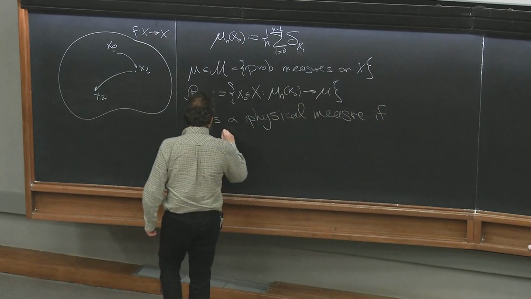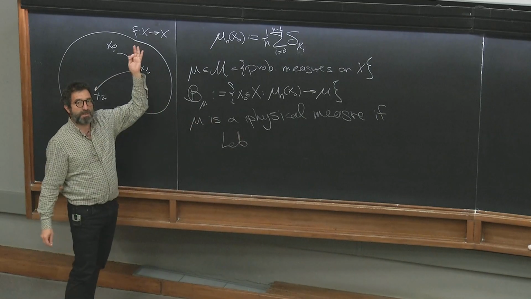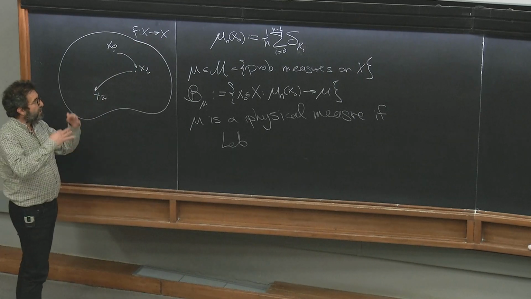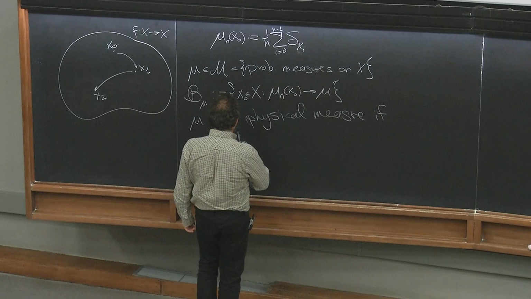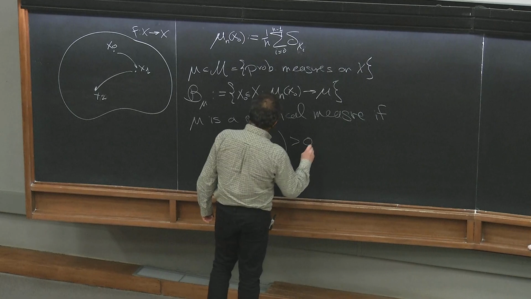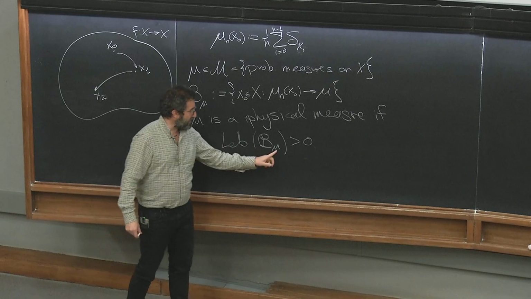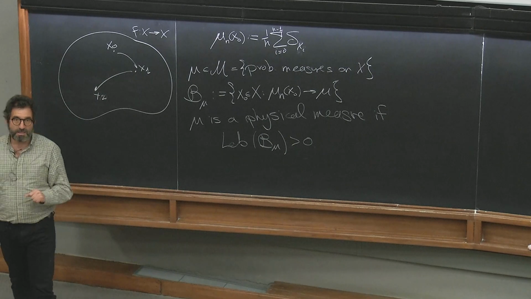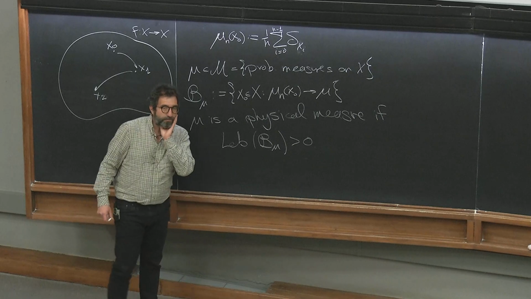if the Lebesgue measure, so here we assume that we have a bit more structure on the space X. We assume that X is basically a Riemannian manifold with a volume, which we call Lebesgue measure. And so we say that mu is a physical measure if the basin of mu has positive measure. That means there's a lot of initial conditions that are described by this measure mu. That's why it's called a physical measure. Okay, just a little recap of a couple of lectures ago. Any questions about this?